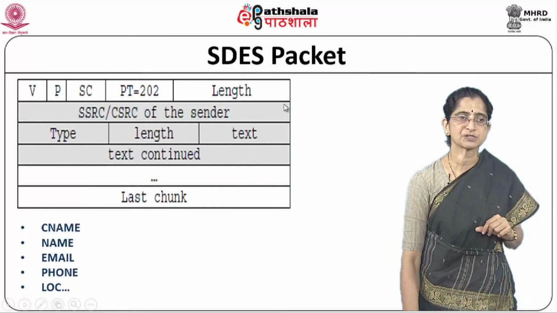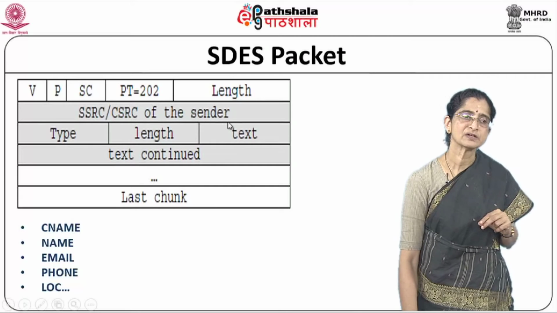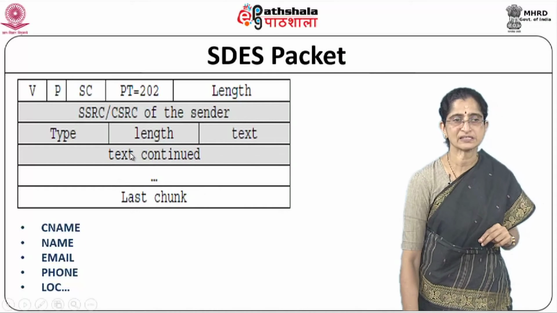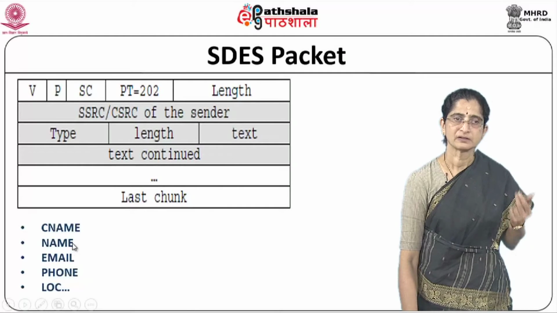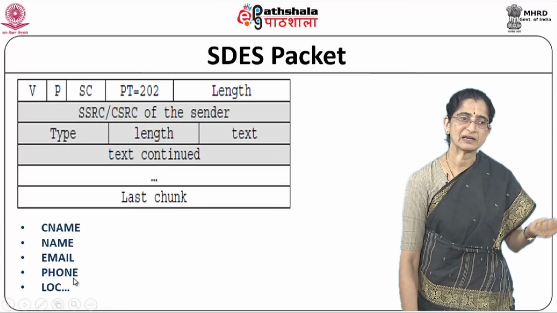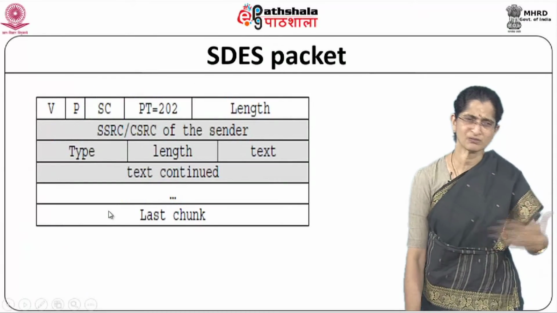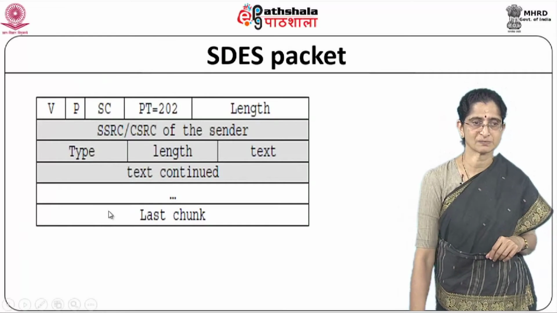Now the source description will have again the source identifier, SSRC or CSRC of the sender, followed by some information about the source given in a type length text format. Okay. So that is the encoding that is used. So you may have information about CNAME, the canonical name, name of the source or the person, maybe email address, phone number, location, some tool that they are using, various information related to the source. These are things that are specified as part of the SDES packet.